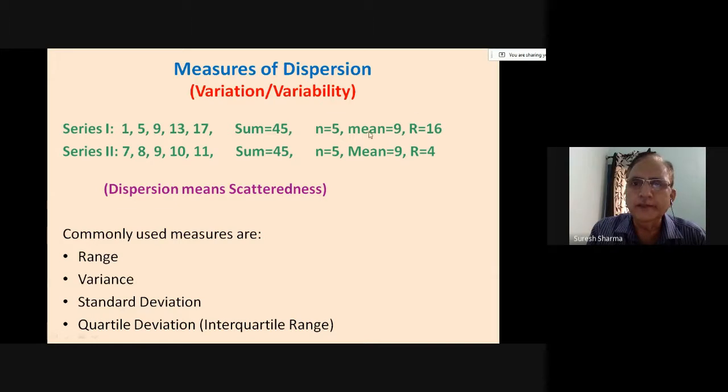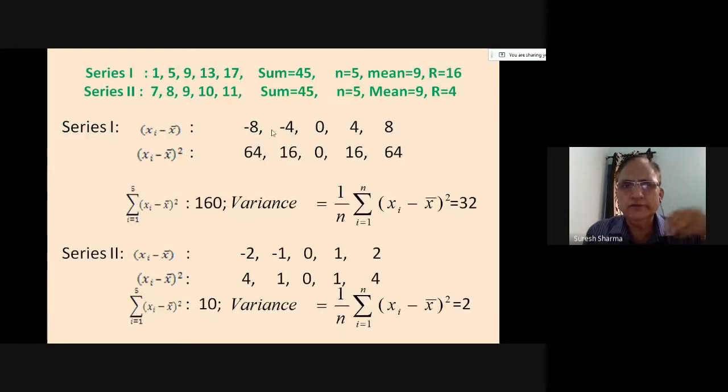Now here, mean is denoted by x bar. Any observation in statistics is denoted by xi. So if you just concentrate for 1 minute, you will come to know why variance is important. As I mentioned, in statistics x bar is called mean. Any observation is denoted by xi. For example, in series 1, your x1 is 1, x2 is 5, x3 is 9, and so on. Similarly, in series 2, your x1 is 7, x2 is 8, and so on.